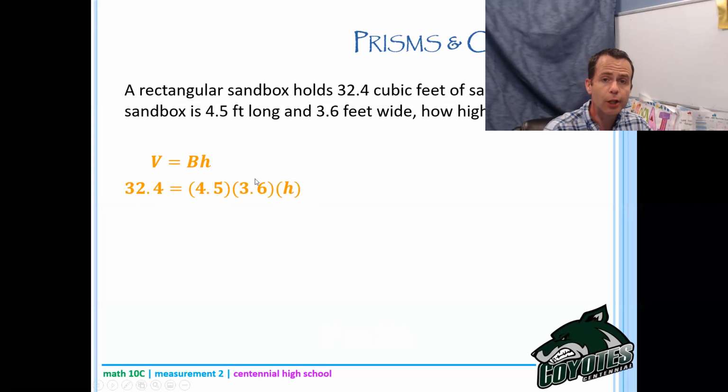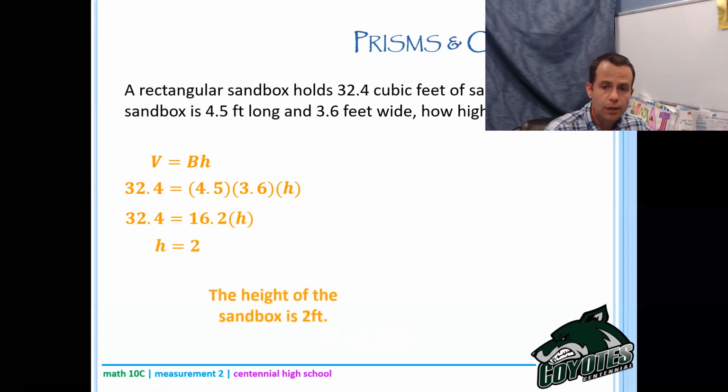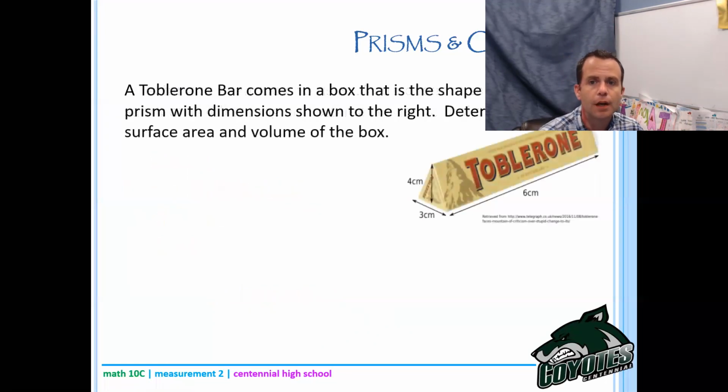Now my algebra skills kick in here. I'm going to multiply 4.5 and 3.6 together, and that gives me 16.2. Then to get h all by itself, I'll divide both sides by 16.2, and I get a height of 2. So the sandbox height will be 2 feet. Look here, I have given myself units, and there's no square or cube there because my answer is just a one-dimensional length.